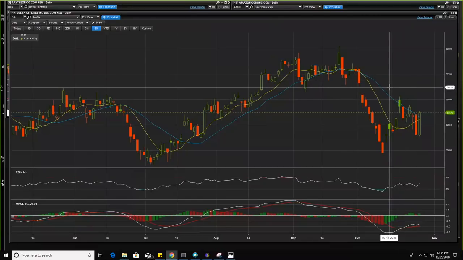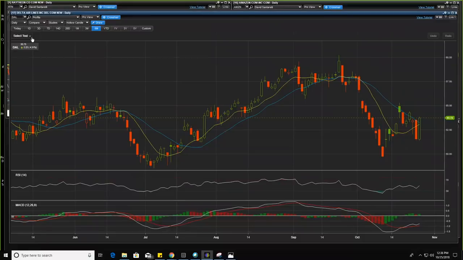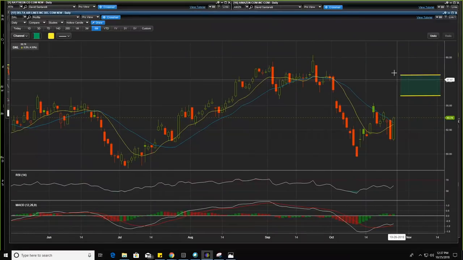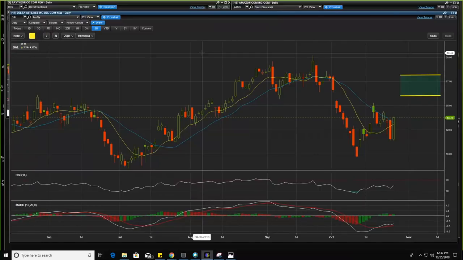Okay. Now, here's the next thing. Where is the support and resistance? Okay. So we have some resistance right around 57. So that's going to be a nice target. I would actually put the target between 56 and 57. So what do I do? I come up, I draw a channel. So target then is 56 to 58.